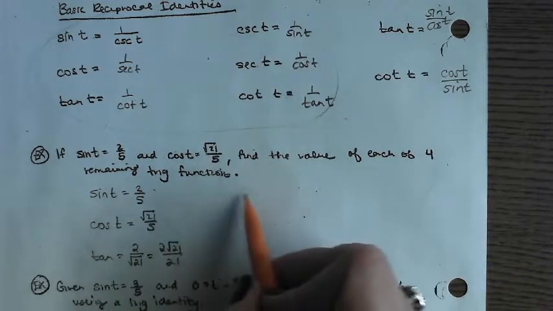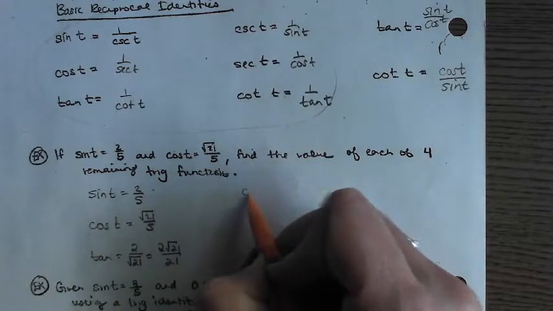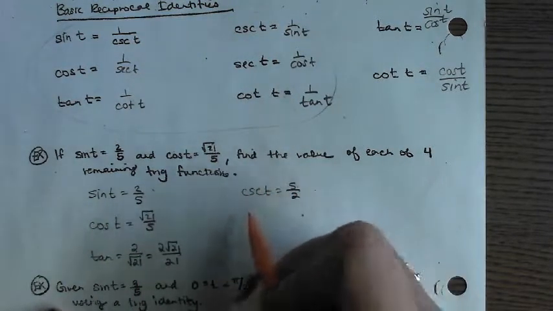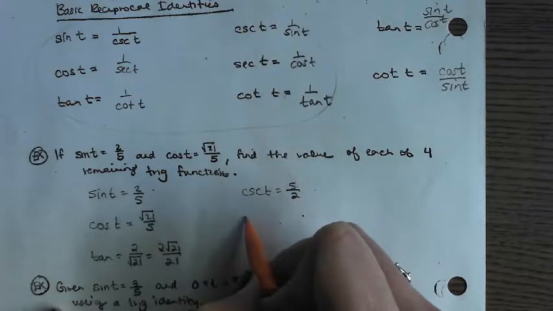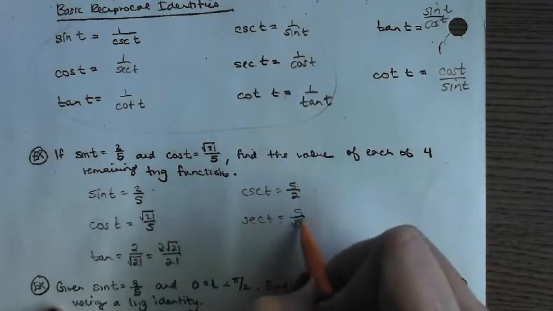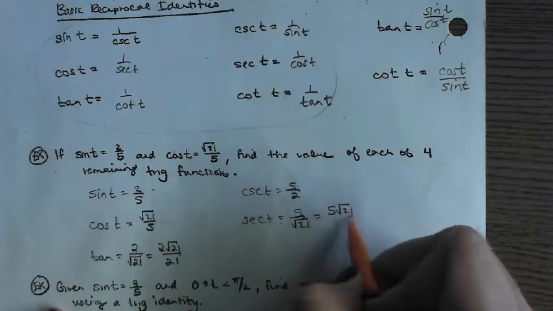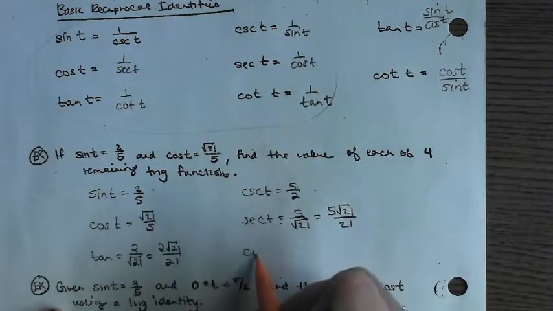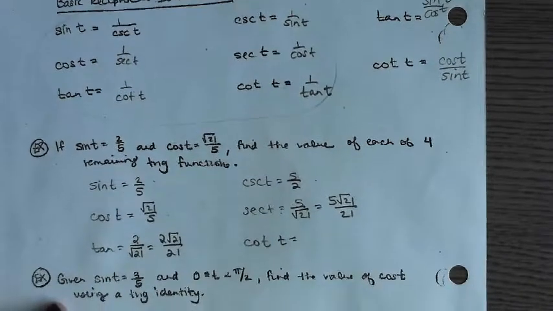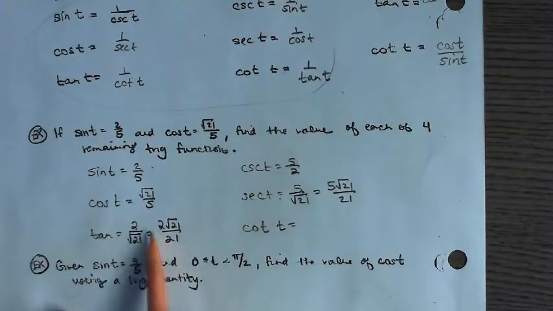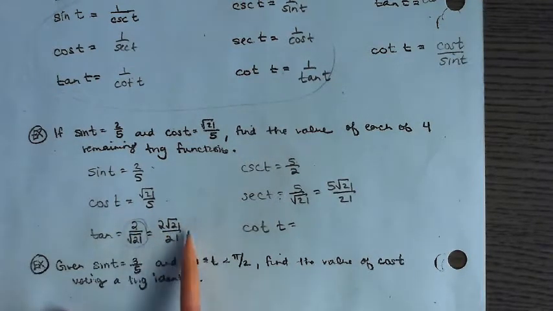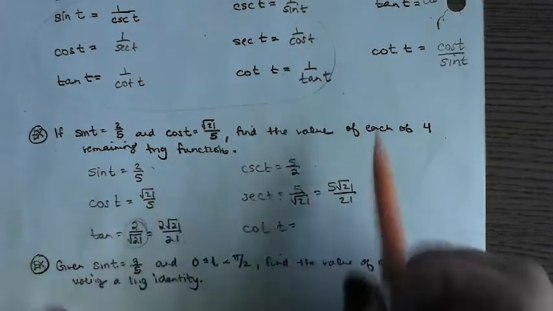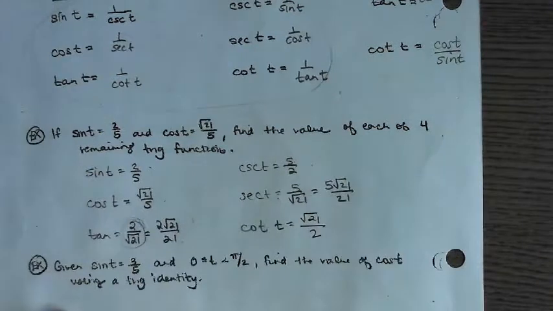And then your other 3 should be fairly simple. Cosecant, 5/2. Secant is 5 over root 21, which gets rationalized. And then cotangent, given that I had to rationalize this one to begin with, I'm going to flip this version of it. I'm not going to flip this version of it and have to rationalize it again. I'm going to flip this version of it so that it's already done. Okay?